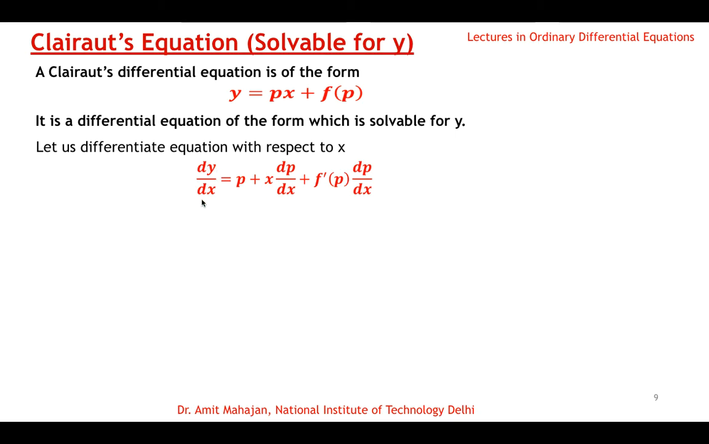Now this is also p equals dy by dx, so this p and the right hand side p cancel out, and from these two terms we can combine to write it as x plus f dash p, times dp by dx, equal to 0. This is a polynomial part and this is the differential equation part. So the method says that we do not take this polynomial part, we take the derivative term or differential equation part and we solve this to find a solution. So we will take dp by dx equal to 0, we'll solve that.